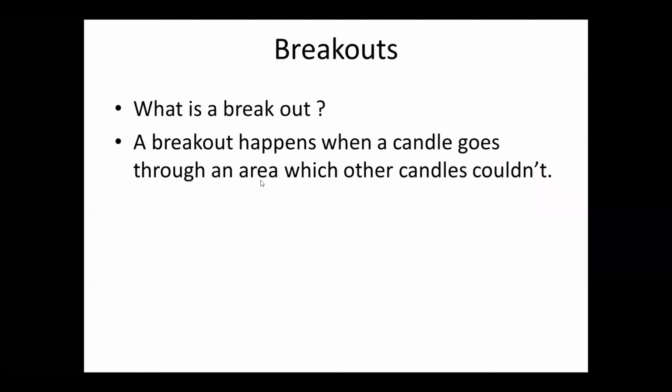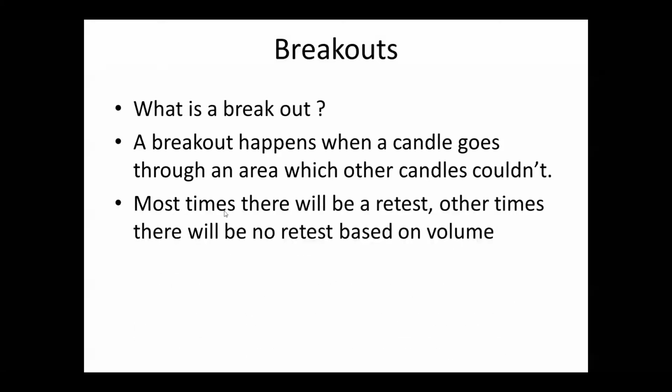A breakout happens when a candle goes through an area which other candles couldn't. That's why they gave the name of the candles as a gladiator candle, because the candle did something that the previous candles could not do. I'll repeat this again and again, because that's what the probability dictates. Most times there will be a retest, other times there will be no retest based on volume. This is very, very important. Sometimes you have a breakout and you're looking to enter on a retest, but there is no retest, because there's so much volume in the market.